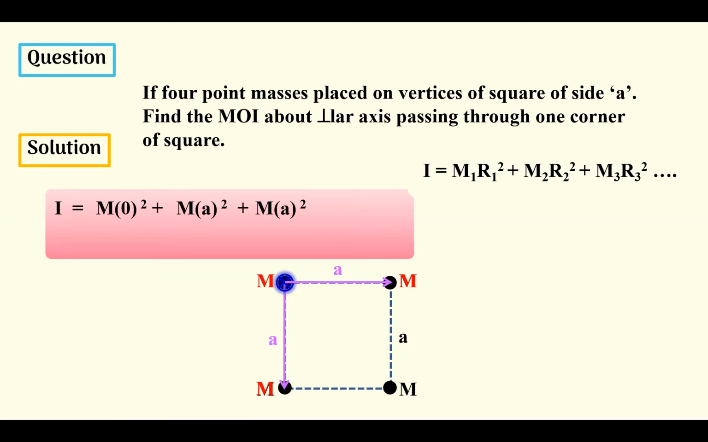Now the fourth mass, if you see over here, is along the diagonal. You know, for a square, the diagonal is nothing but root 2 times the side. Here, each side of the square is A. So the distance of this mass from the axis is A root 2. Its moment of inertia would be M into A root 2 the whole square. So it will be MA square plus MA square plus MA square into 2, that will become 4MA square.